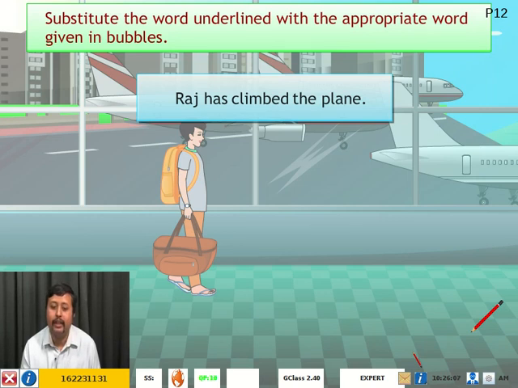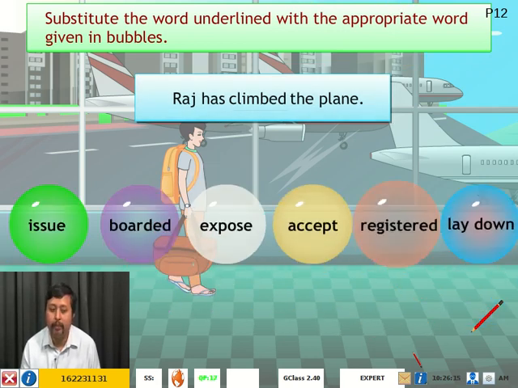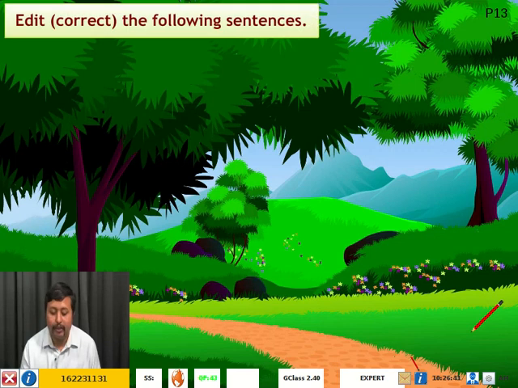Then the next line says, Raj has climbed the plane. Same sort of options. The word is climbed. We don't climb a plane. What we do? We board a plane. So the word would be boarded. Raj has boarded the plane. All right. So edit the following sentences.